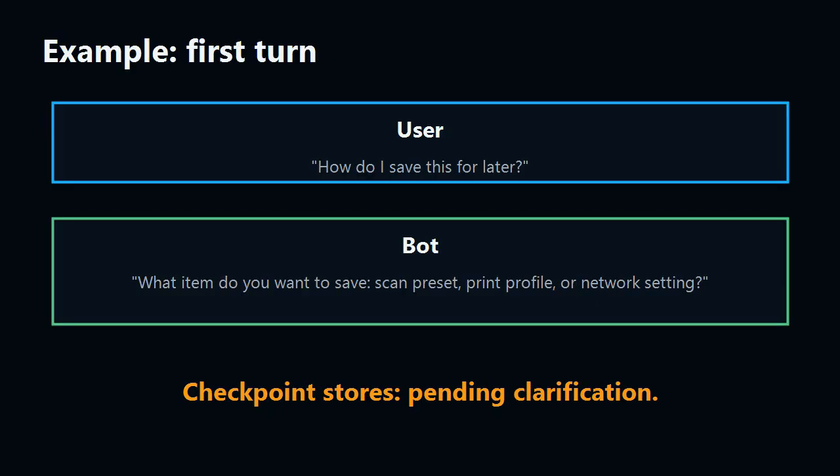Imagine a printer manual support bot. The user asks, "How do I save this for later?" That is too vague, so the bot asks, "What printer item do you want to save, such as a scan preset, print profile, or network setting?" The graph saves that pending clarification.